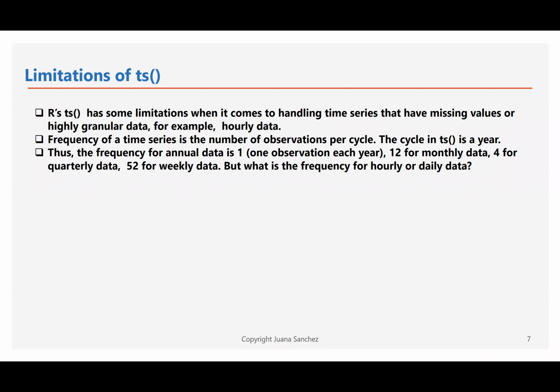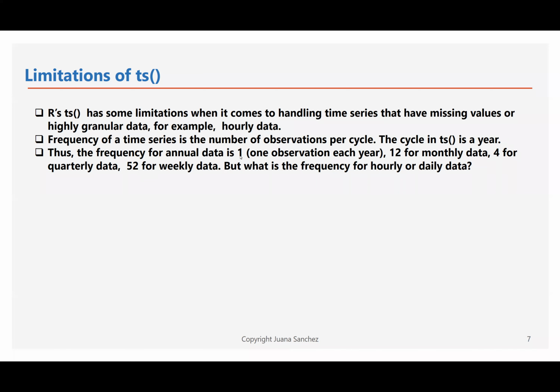So what are the limitations of TS? Well, it has quite a few. If we have missing data, it's not going to work. And if we have very highly granular data, such as, for example, hourly or seconds data or minutes data recorded every minute, there is going to be some difficulties in telling R the frequency of this data, because the frequency of a time series is the number of observations per cycle. In TS, the cycle is a year.